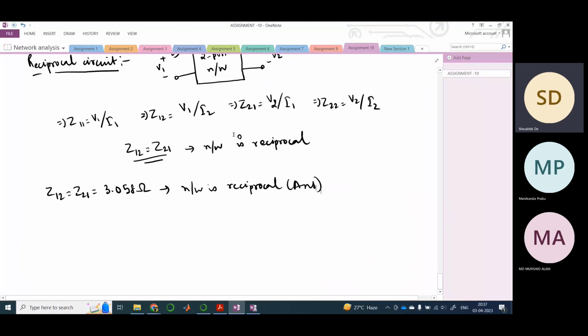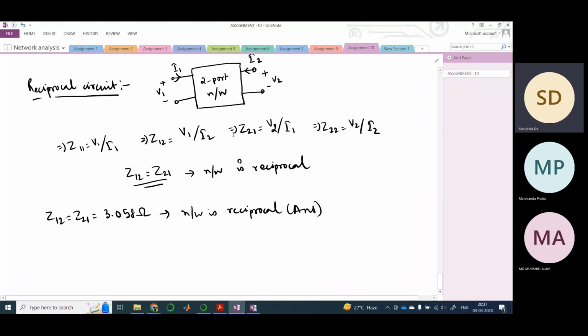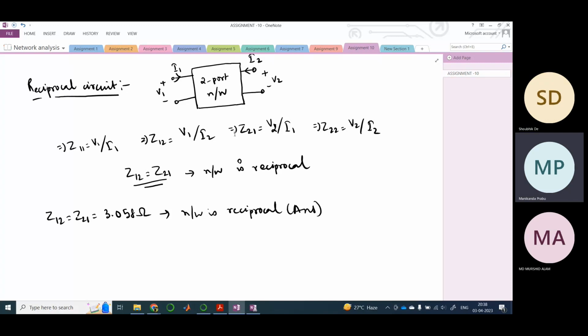So before moving to the symmetrical circuit, I'll just ask, is this clear or do you have any doubt? Sir, if the input network is reciprocal, what does it really mean? What will it do, the characteristic? Sir, if the circuit is reciprocal, what can we get from that? If we prove that the circuit is reciprocal, what do we get from that network?